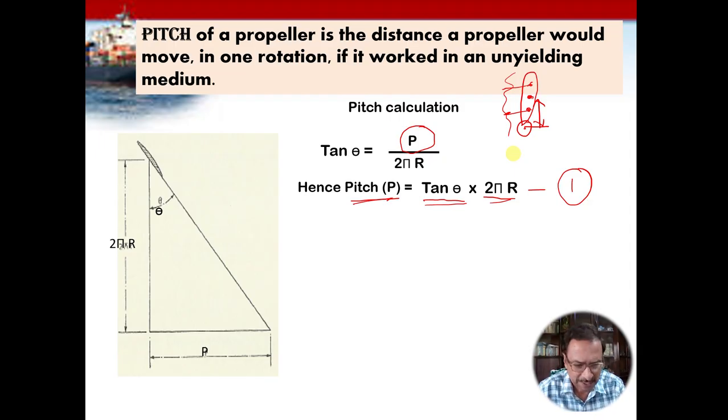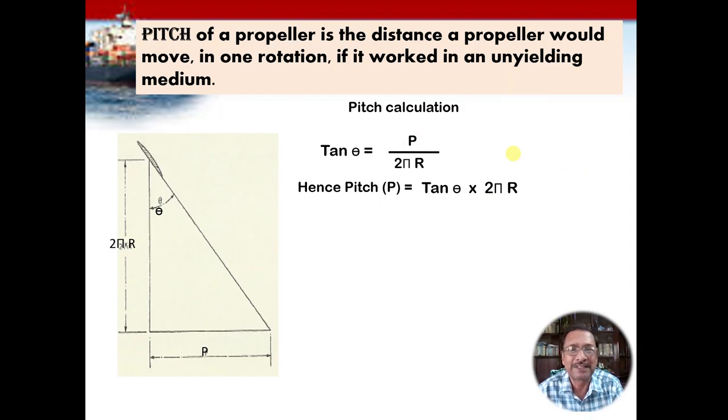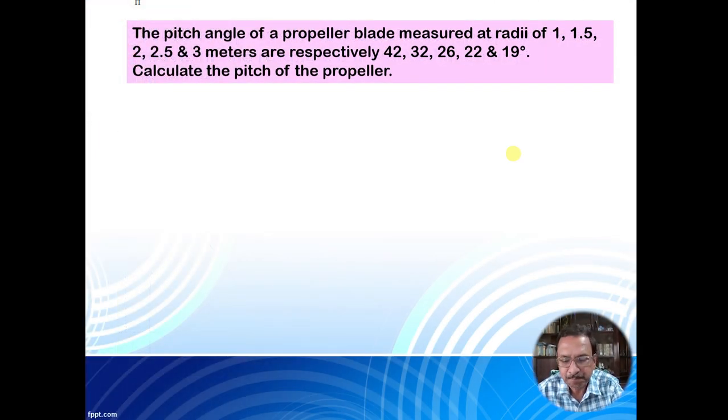And on top, you can see I've given the definition of the pitch of a propeller. It is the distance a propeller would move in one rotation if it worked in an unyielding medium. Yes, but an unyielding medium means a solid medium, while the propeller works in a liquid medium which is yielding. So that gives rise to different types of slippages. So let us go to the next slide.